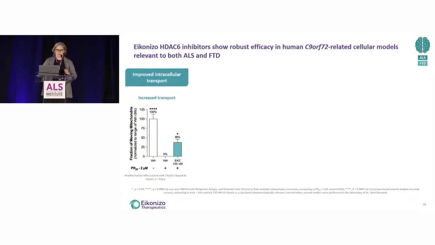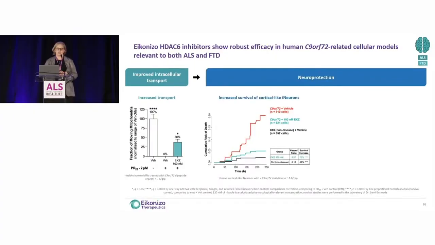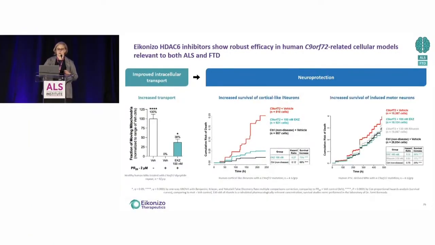And when we looked at survival in C9orf72 mutant cortical-like neurons, again, we saw that our HDAC6 inhibitors strongly decrease the risk of death of these neurons. We additionally recently looked at C9orf72 mutant motor neurons as well, and again saw a significant reduction in cell death.